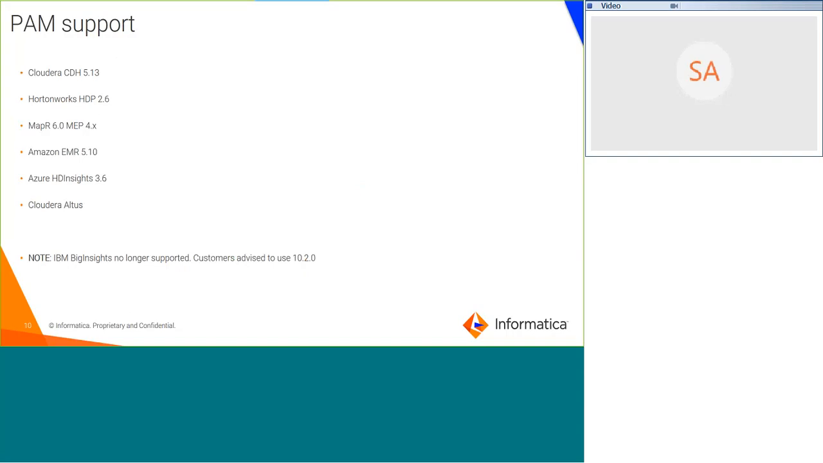And there are two things to highlight. One is we have added Cloudera Altus support, which is a new thing we have done, which is not available in our previous releases. So we can now support Cloudera Altus running on Amazon.